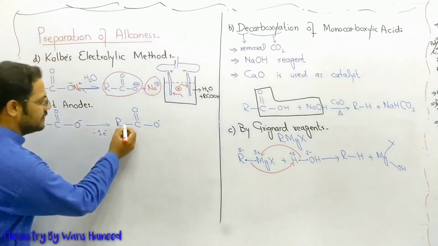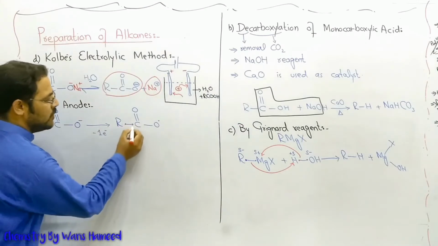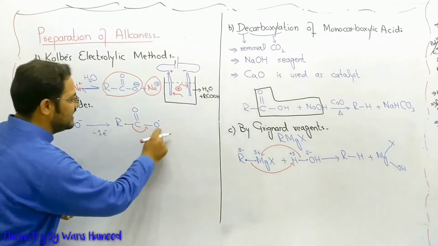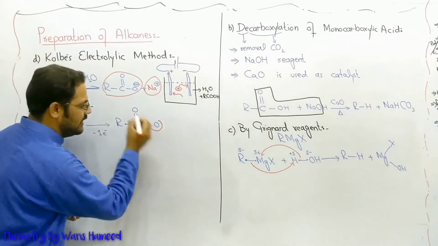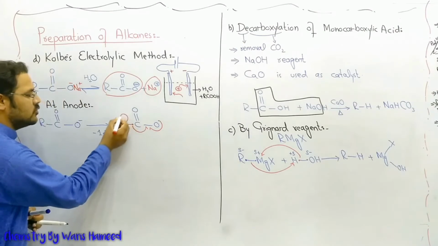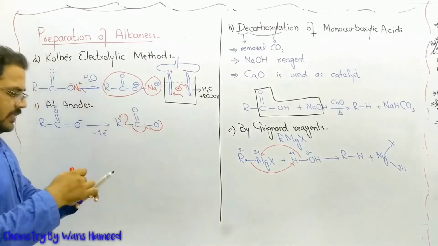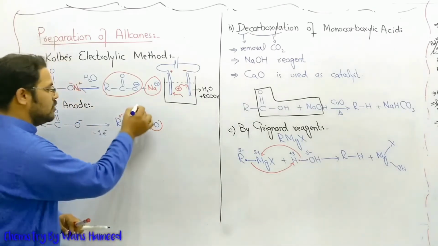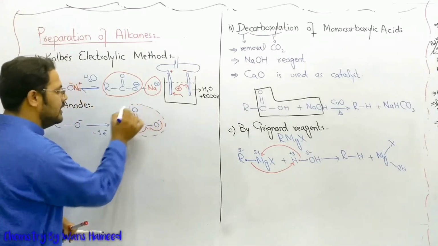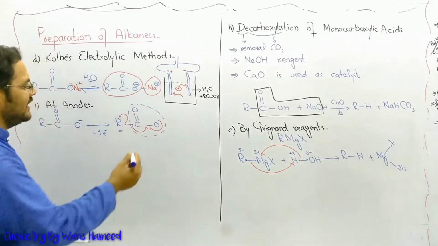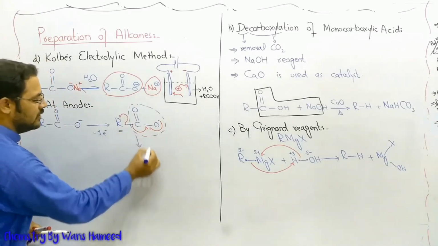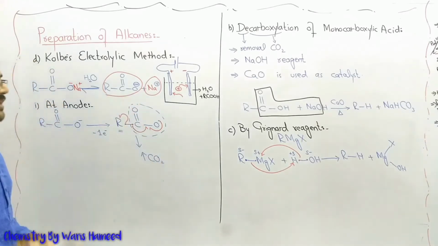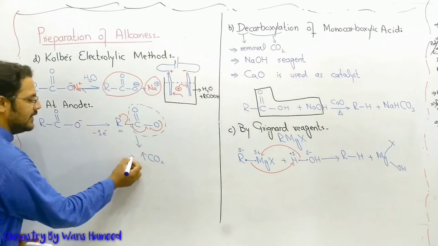And in this case, here is a bond. 1 electron will move in between carbon and oxygen, and this electron will move toward here. Now this electron comes over here. One part of the radical converts into carbon dioxide, and here will be the formation of alkyl radical. One carbon dioxide will be released from the mixture, and here will be alkyl radical.